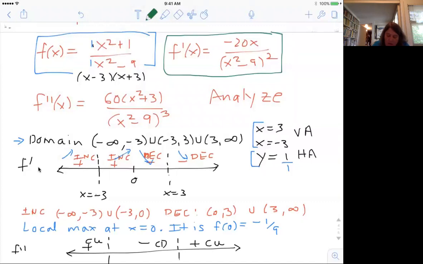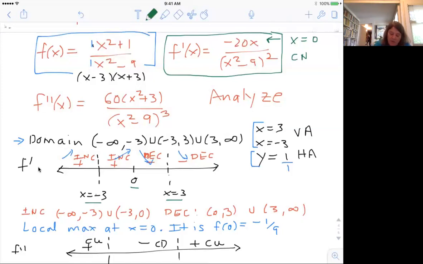The only way we can get a critical number out of this is if the derivative is 0. The only way the derivative is going to be 0 is if the numerator is 0. And the numerator is going to be 0 at 0. So that's our critical number. I'm going to put that on here. Again, I put the asymptotes on there and I put 0. Once I get that done, all I have to do is do some testing in these intervals.